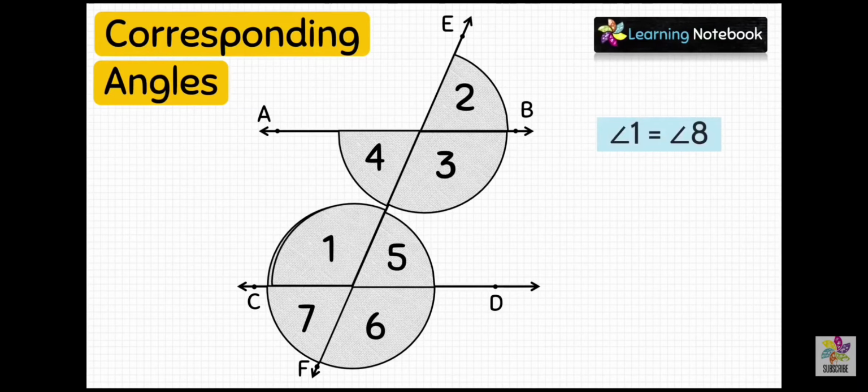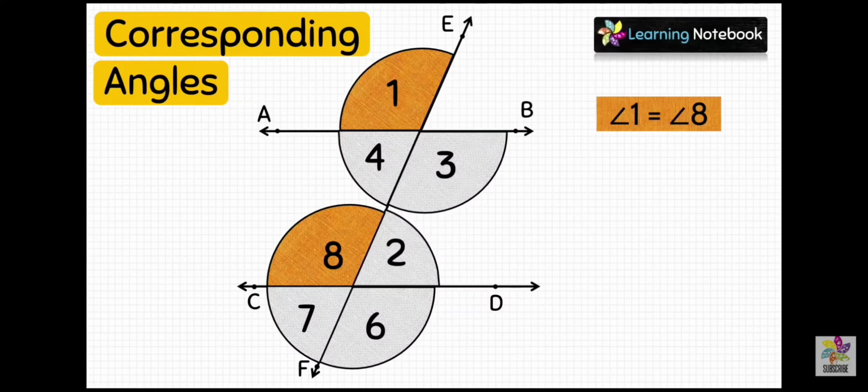Color the first pair of corresponding angles with orange color. Now, let's place the cutout of angle 2 on angle 5. We see that angle 2 completely covers angle 5. So, this means the second pair of corresponding angles are also equal. That is, angle 2 equals angle 5.